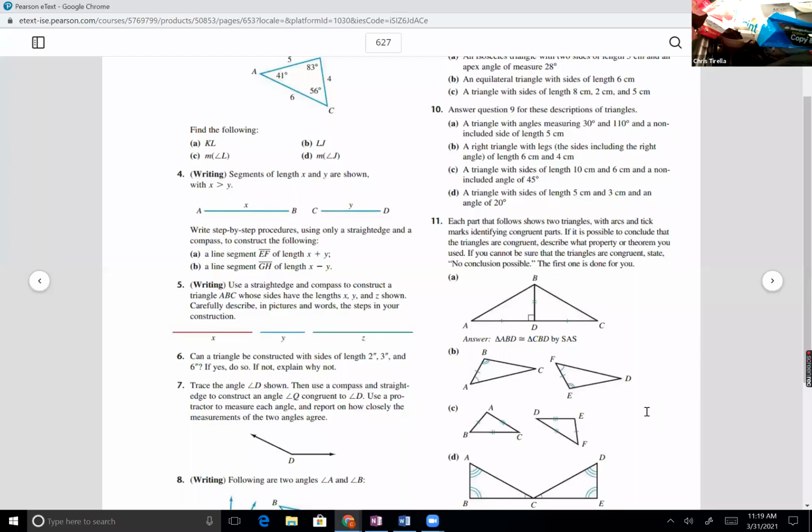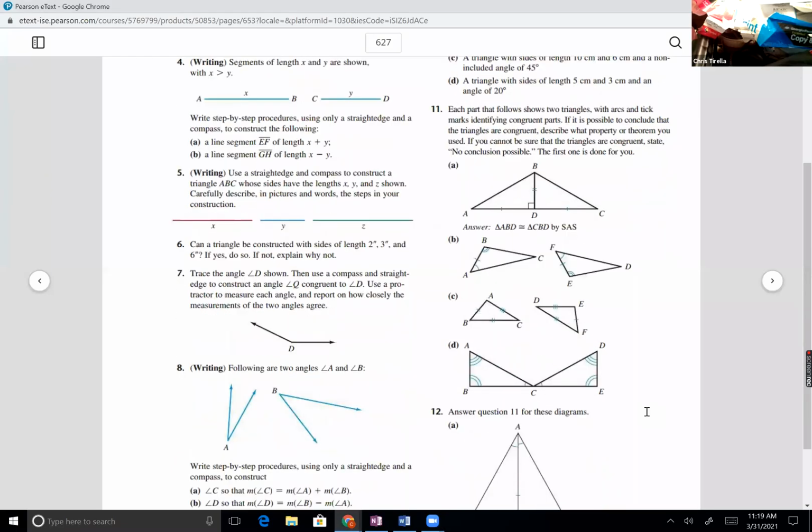Okay. And then question number 6. Let me share my screen again. Question 6 asks, can a triangle be constructed with sides 2, 3, and 6? Well, what did we say about the measures of two sides of a triangle? Remember, the sum has to be bigger than the other side?